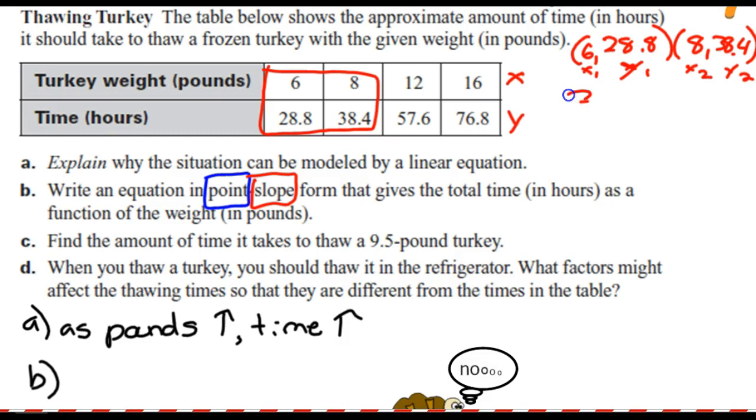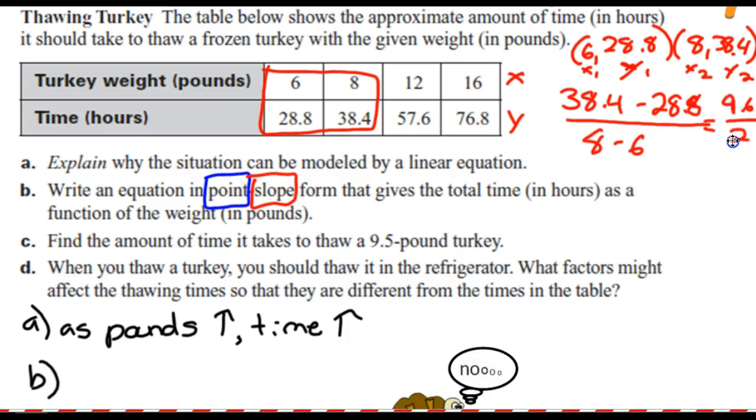So our y2 is 38.4 minus 28.8 over 8 minus 6. 38.4 minus 28.8 gives us 9.6. 8 minus 6 gives us 2. So 9.6 over 2. We can simplify that, if we divide that by 2, we get 4.8. So our slope is 4.8.